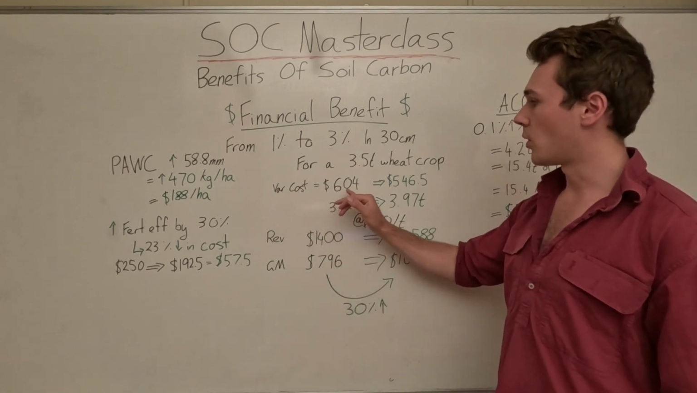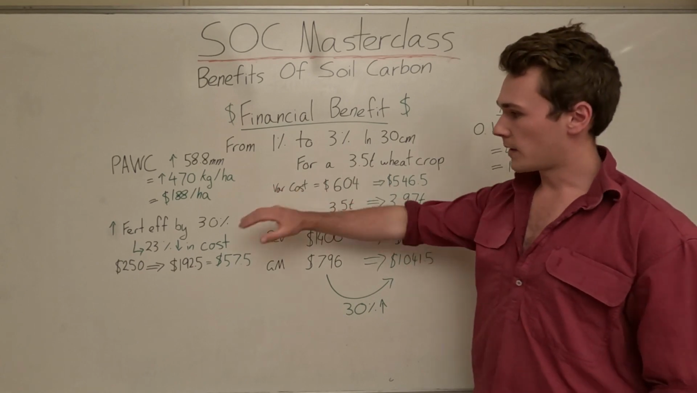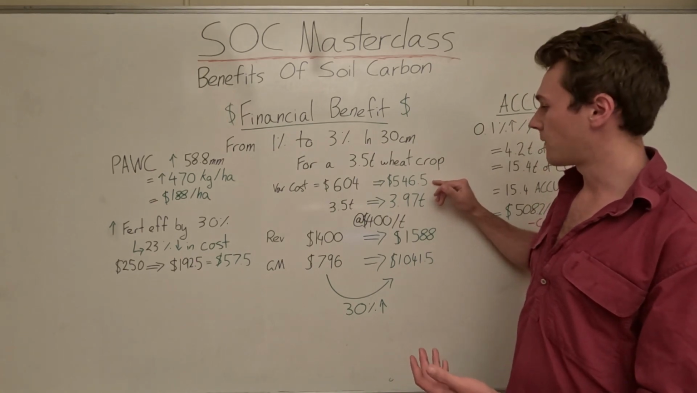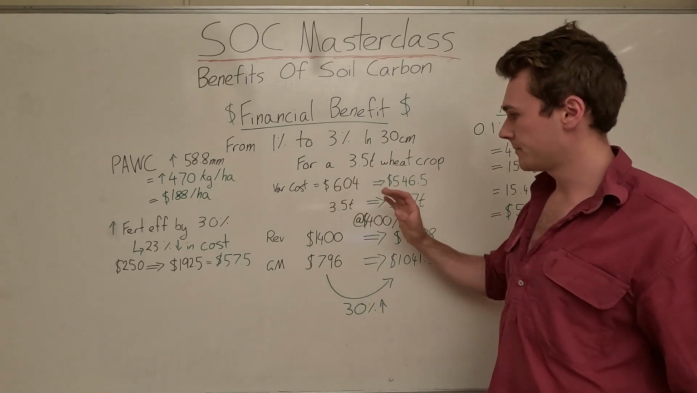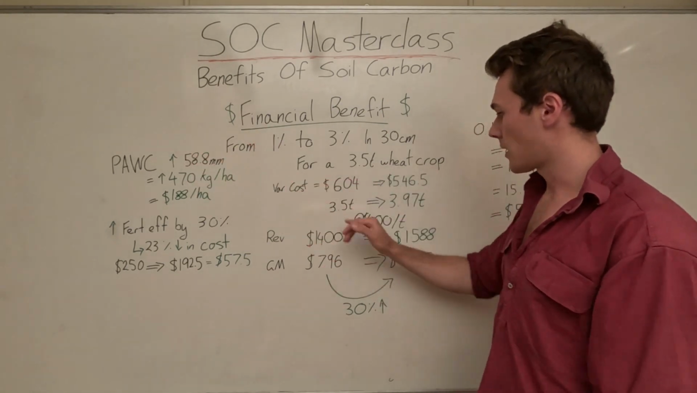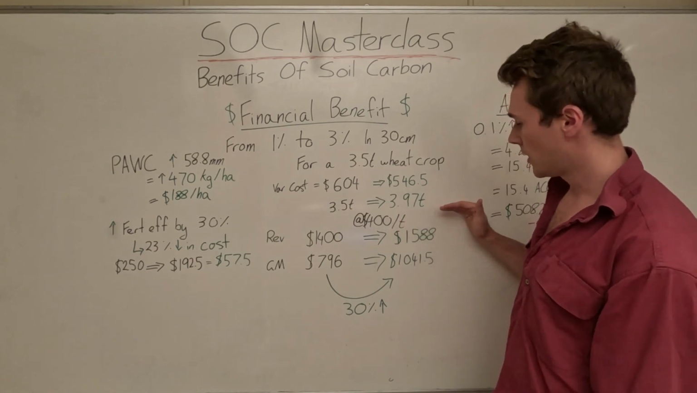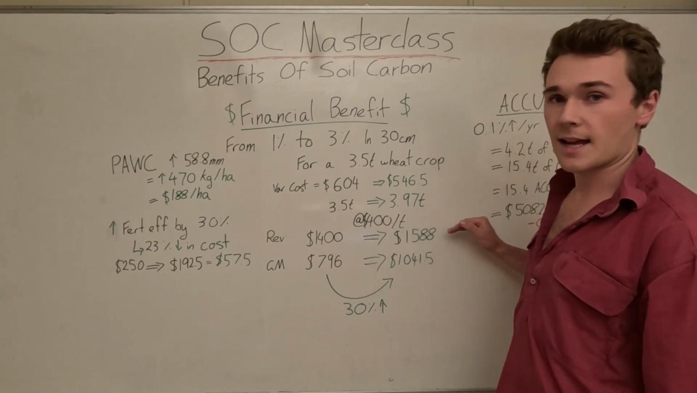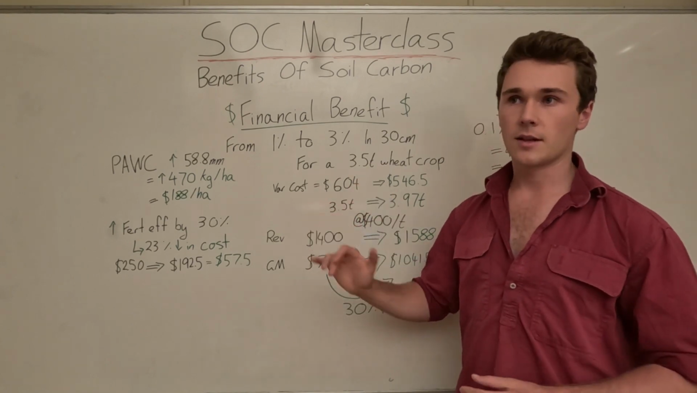So when we look at that compared to some of the other costs associated with the crop, so typically the variable cost for 3.5 tonnes of wheat is $604. With the increase in efficiency of our fertiliser, we're able to get that down to $546.50. But that's probably not where we make a lot of our money. It's more so in increasing the wheat production with increasing our water. So we're able to increase our yields to 3.97 tonnes, which means we've increased our revenue from $1,400 to $1,588.